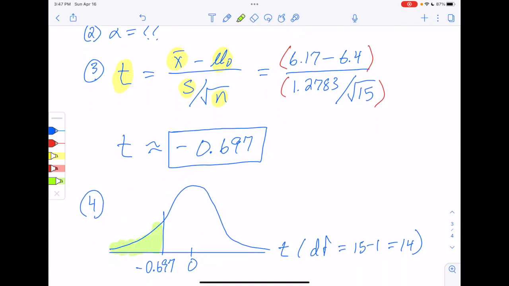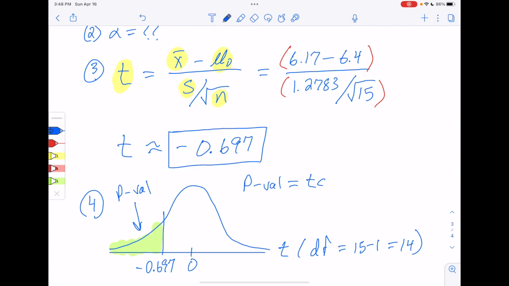We did not shade to the left side because our test statistic landed on the left side. We shaded the left side because we were working with a left-tailed test due to the less than in H1. So whatever that area is over here on the left, because it's a left-tailed test, that will be the p-value. So our p-value is the area.